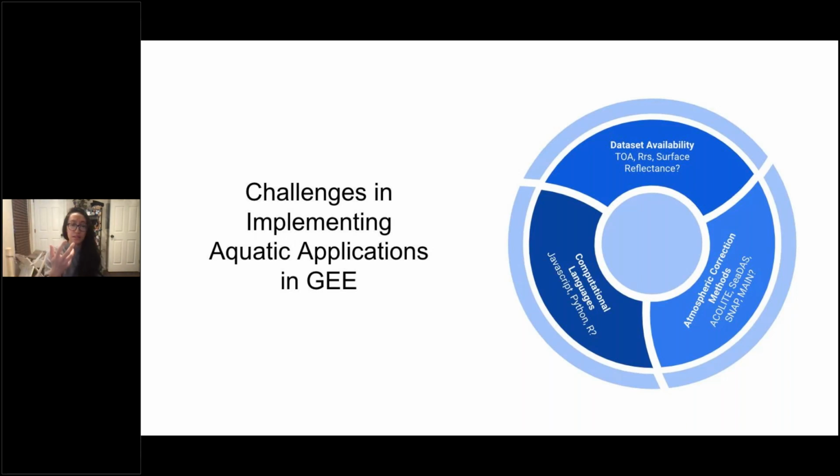And that naturally leads into computational languages of comfort. What is the most efficient process to accomplish those things? So what I want to do is walk through those bubbles and see how things sit within that. So, just thinking about data set availability.